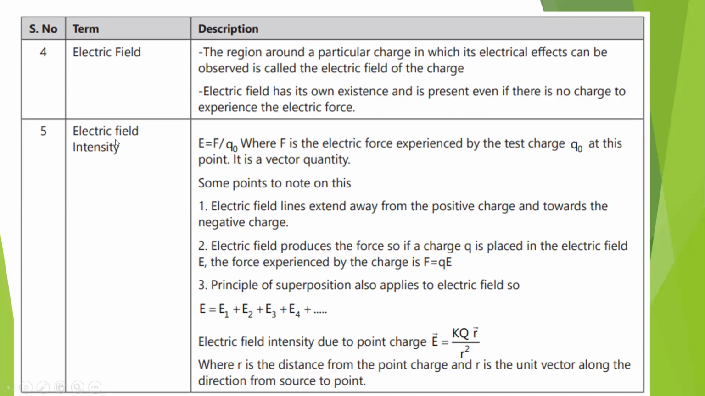Electric field intensity is E equal to F by Q naught. This equation is very important, where F is the electrical force experienced by the test charge Q naught at a particular point, and it is a vector quantity.